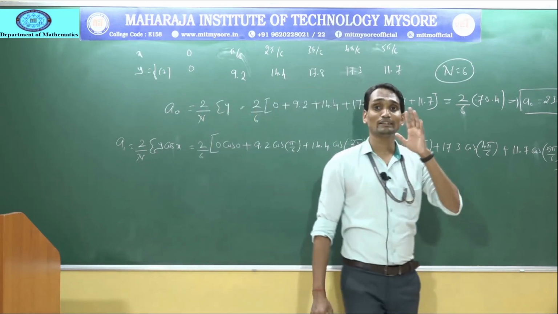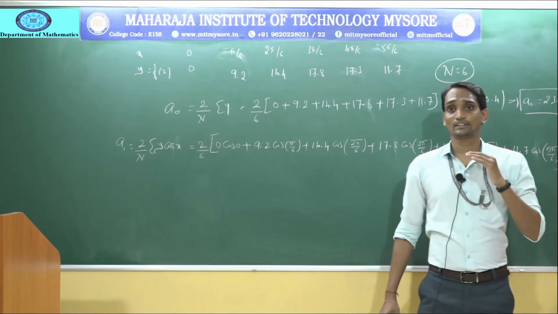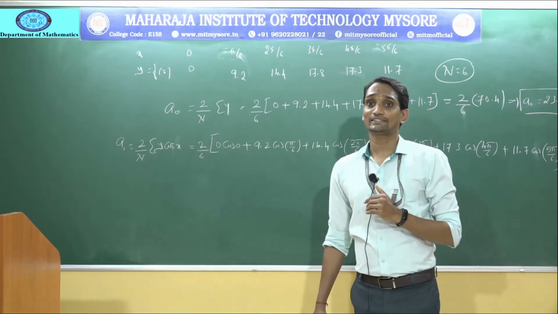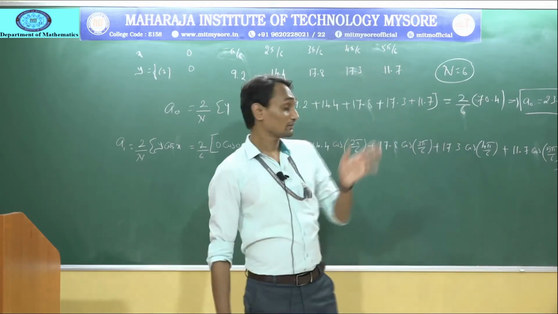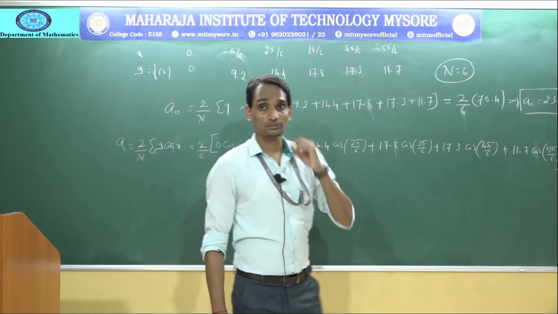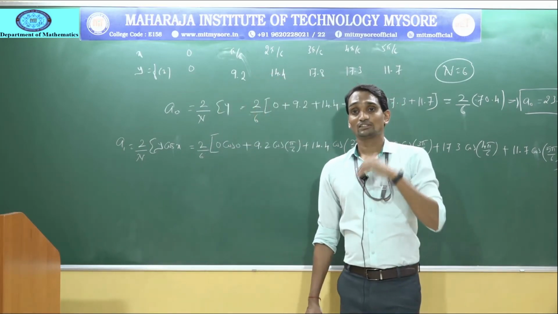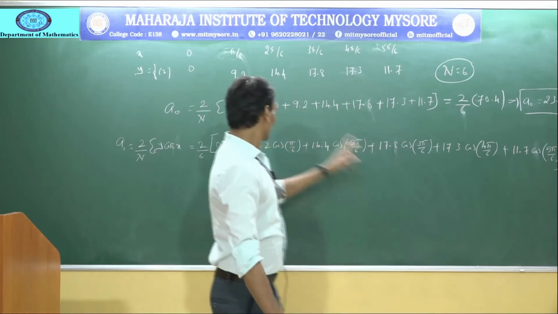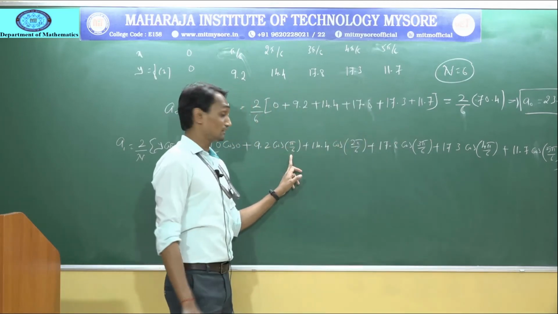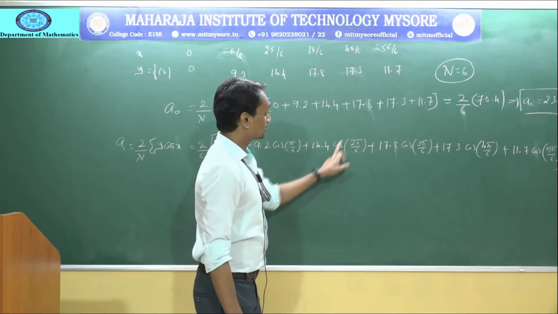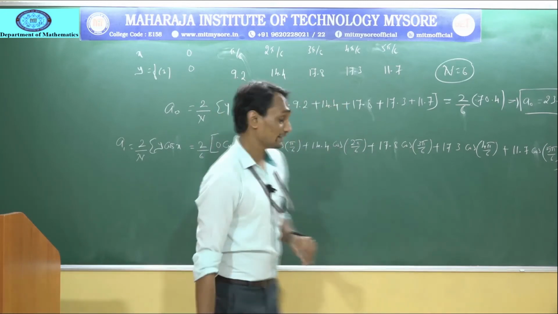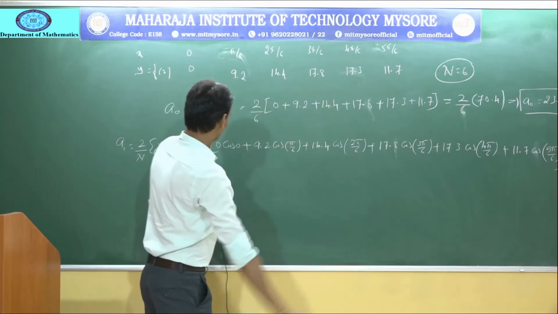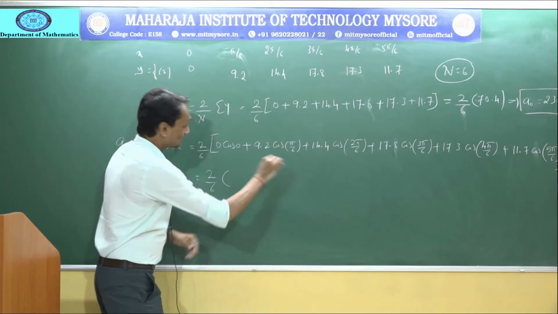But the thing is, keep it in radian form, then go for the calculation. Substitute it as pi itself in the calculator. There is no need of converting to degree form. Keep it in radian form in the calculator, then substitute it as pi. So that is cos of pi by 6 itself plus 14.4 into cos of 2 pi by 6. Keep it in radian. Okay. If I add all these values, you will get 2 by 6.